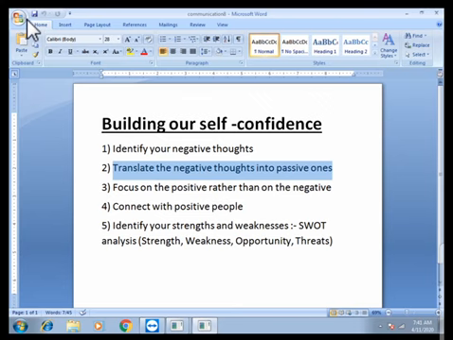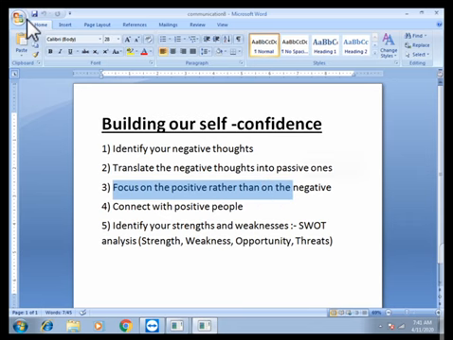Slowly take each negative thought and make it a positive thought. Third, focus on the positive rather than on the negative. Let go of all the negative thoughts. Only positive thoughts will remain with you. Start thinking positive and there will be no room for negative thoughts.